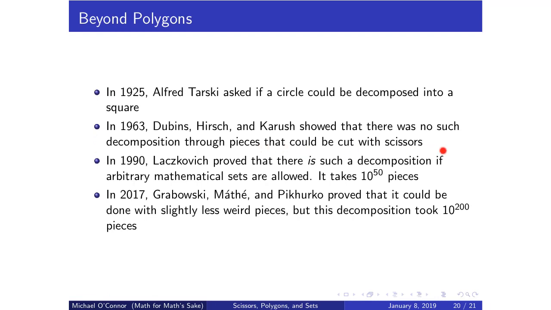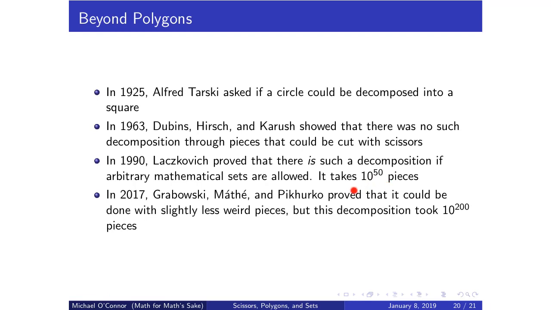The curvature argument doesn't really work because you might do really, really strange cuts that are not differentiable and don't have any definable curvature. But even with that, you can't do it. However, if you decide to leave the plane of mere scissors and ascend to the abstract world of mathematical arbitrary sets, it turns out you can do it, which was proved in 1990. You need a mere 10 to the 50th pieces, and you have to invoke the axiom of choice.